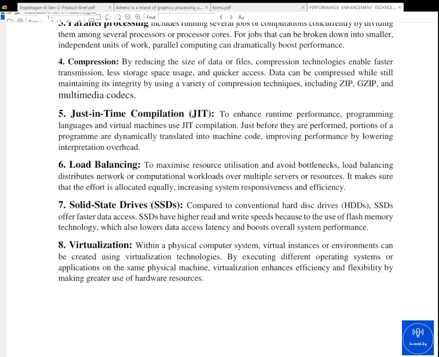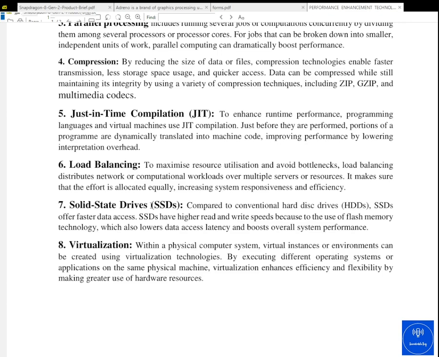Then finally, we have what we call virtualization. So within a physical computer system, a virtualization instance or environment can be created using virtualization technology by executing different operating systems or applications on the same physical machine. So virtualization enhances efficiency and flexibility by making greater use of hardware resources.